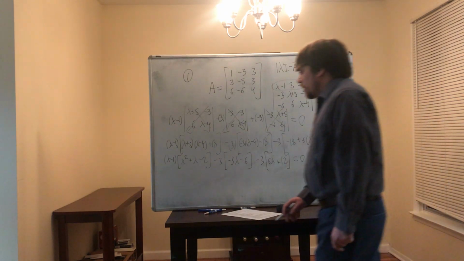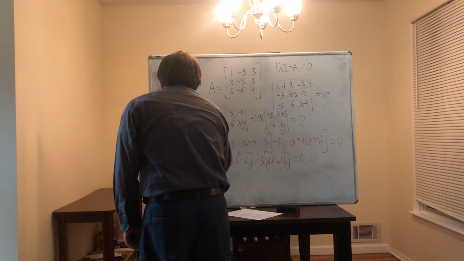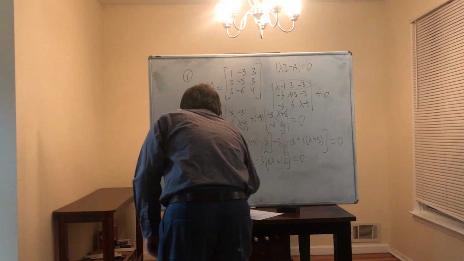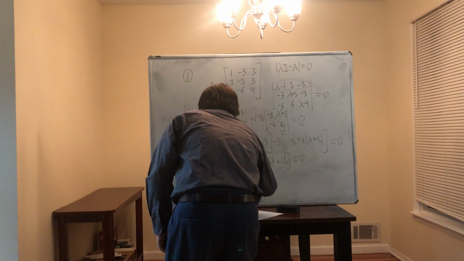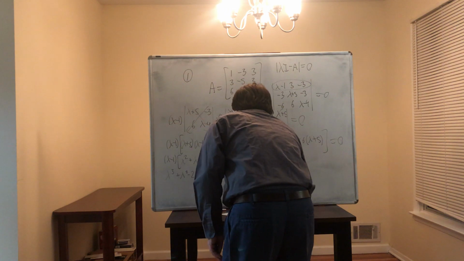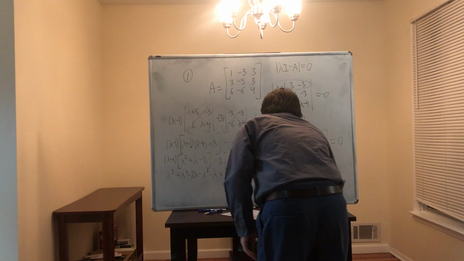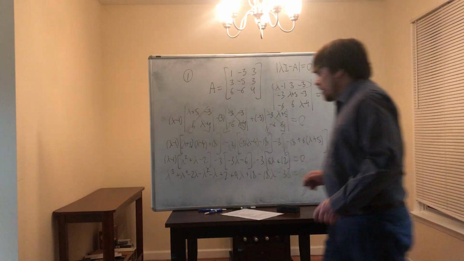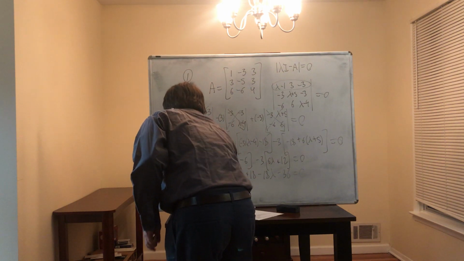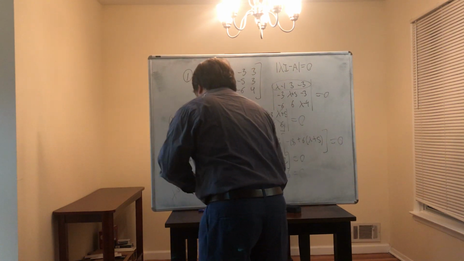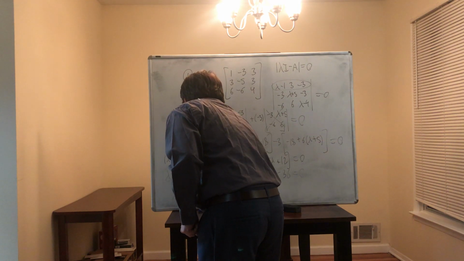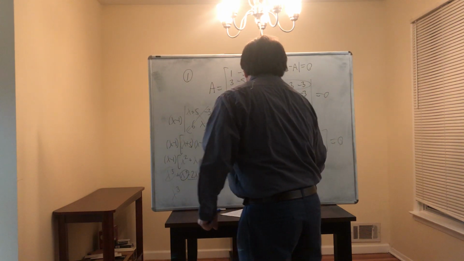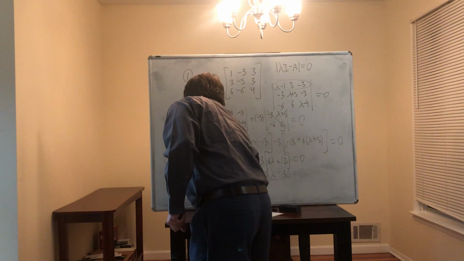We keep going, and this times this, you get lambda cubed plus lambda squared minus 2 lambda minus lambda squared minus lambda plus 2 plus 9 lambda plus 18 minus 18 lambda minus 36 is equal to 0. So we're going to simplify this now. There's a lambda cubed here. The lambda squares cancel. We get a minus 2 lambda, minus 3 lambda, 6 lambda, minus 18 lambda. That's minus 12 lambda.